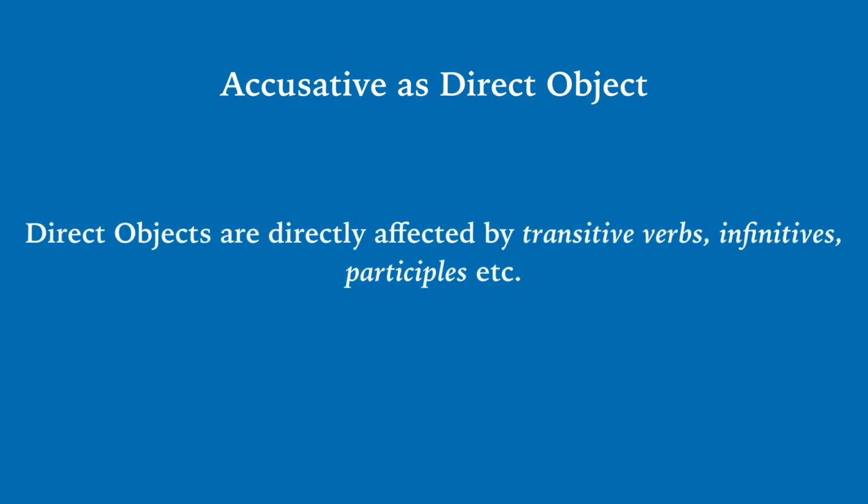Now, the pure role of the accusative, when it is found on its own, is as the direct object. The direct object is the noun which is directly affected by a verb or verbal idea which is transitive. We will get into transitive and intransitive verbal ideas in a later video, so don't worry about it here.